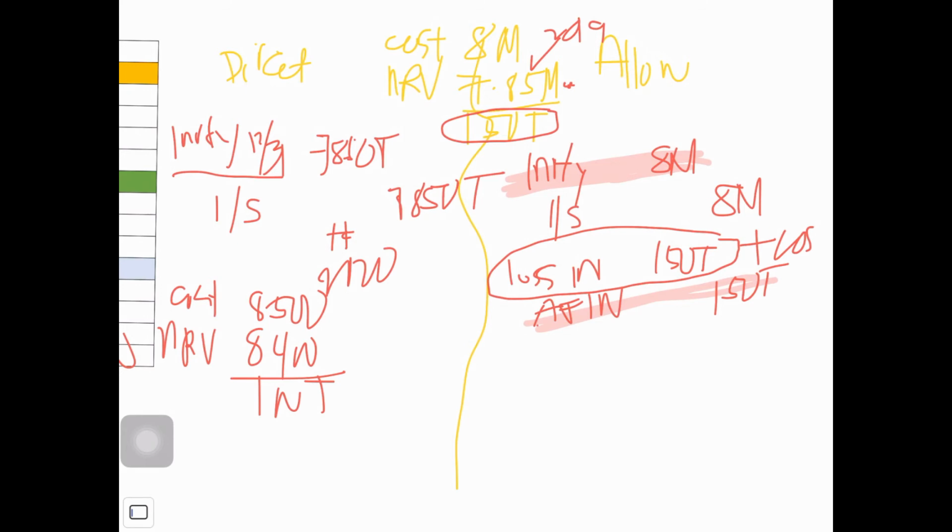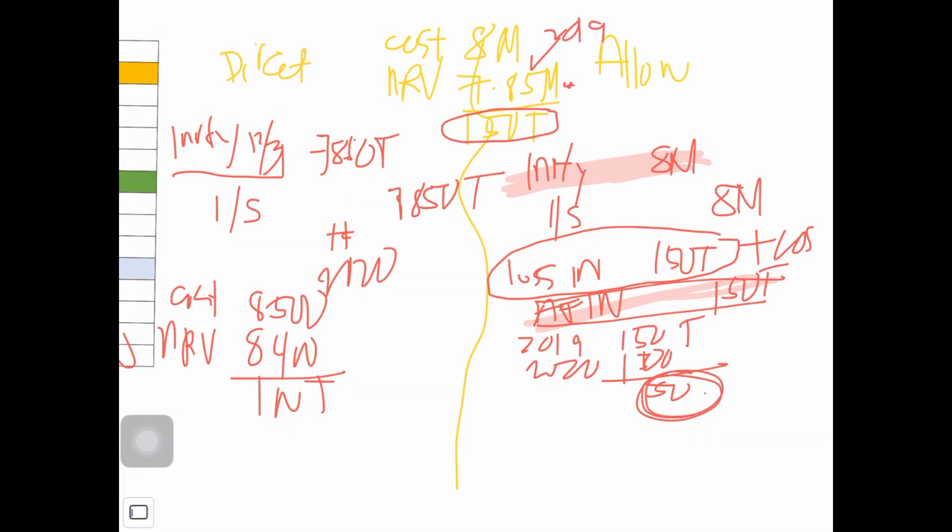However, the recorded allowance na nato here sa direct method. So for 2019, we have 150. 2020, it should be only 100,000. So we have a reversal of our allowance of 50. And the reversal is recorded as a gain. So debit allowance for inventory write-down 50,000 and then gain 50,000.